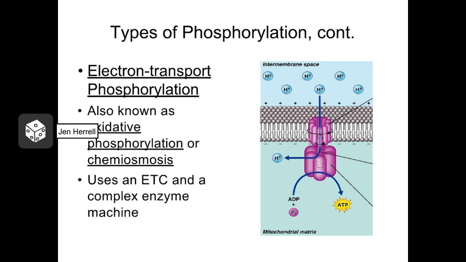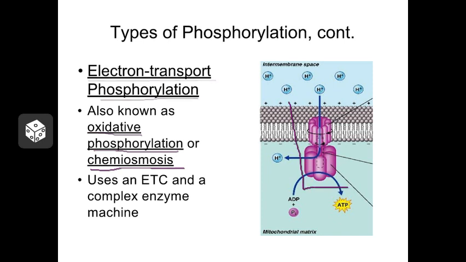Another way to make ATP that is more complicated but also more efficient goes by several names. It's known as electron transport phosphorylation. It's also known as oxidative phosphorylation, which is the name I tend to use, or sometimes you'll hear it referred to as chemiosmosis. Let's take a look at this method.